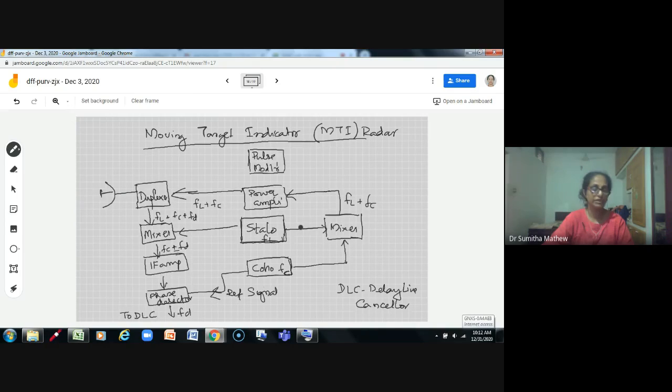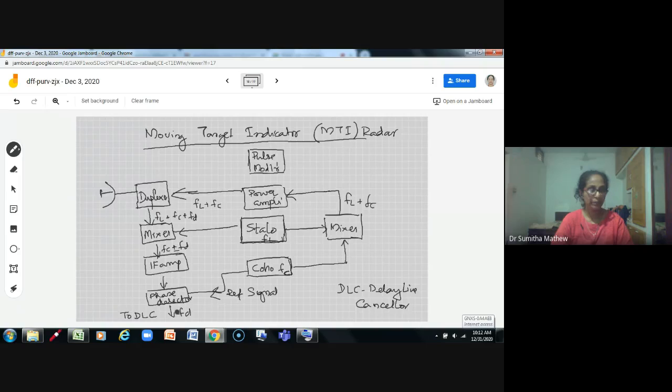The output of the phase detector is input to the delay line canceller, and this delay line canceller acts as a high pass filter to remove or separate the Doppler shifted echo signal from unwanted echoes of stationary clutter. Only those which remain stationary will be removed. So the delay line canceller is working like a high pass filter.